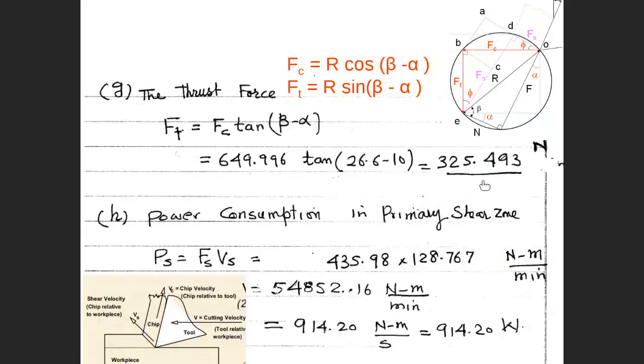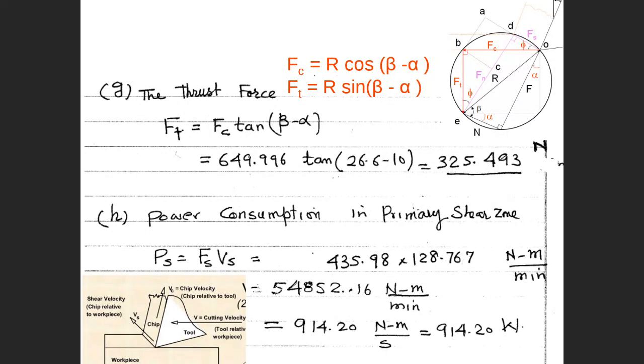Actually, you can use the Merchant circle. If we know Fs, then we need Fc and Ft. So we know Fs now, we need to obtain Fc and Ft. Then obtain the relation of Fs with R. Fs equals R cosine of this angle, which is phi plus beta minus alpha.